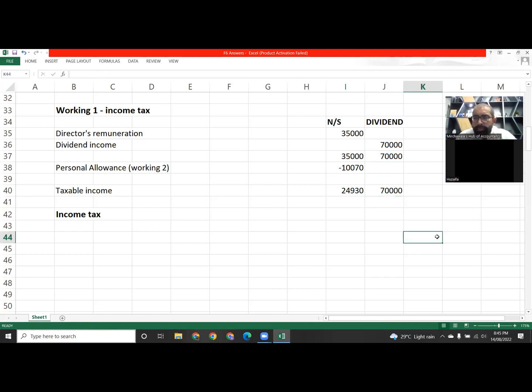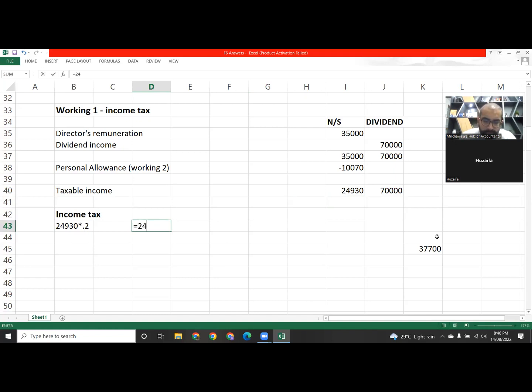First of all, you have the 37,700. 37,700 is your first band. Now just pick up your non-saving income. Non-saving income is how much? 24,930. It can easily come in the first band, and the tax rate for non-saving income is 20%. So you will write here 24,930 times 0.2. So this is the tax for non-saving.